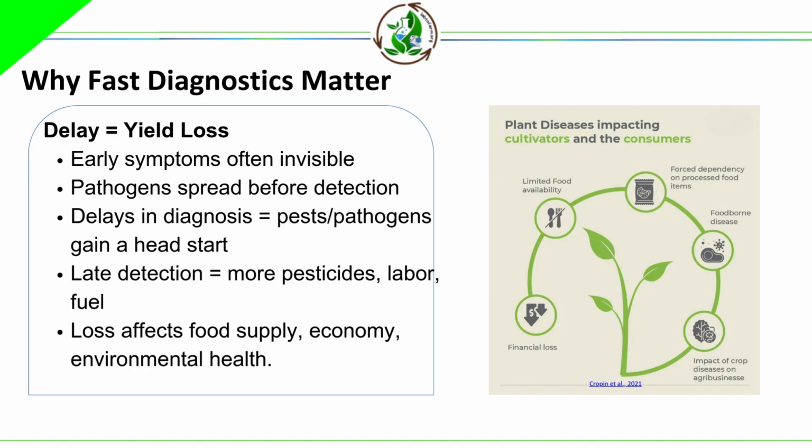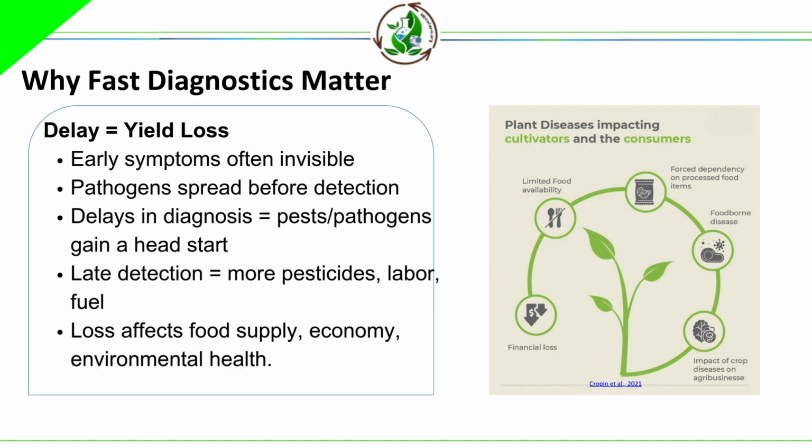Let's look at what actually happens when diagnostics are too slow. In many cropping systems, disease spread is faster than detection. Plant pathogens can move silently through fields long before farmers see any visible symptoms. By the time wilting, spotting, or yellowing shows up, the infection may already be widespread. Think of a lettuce field that can be wiped out by wilt in just a week.